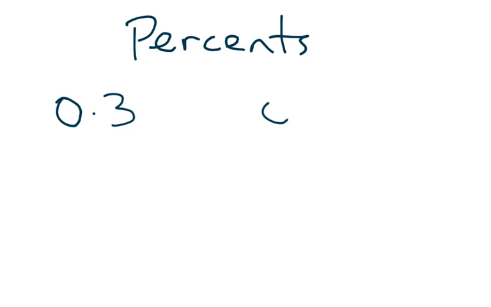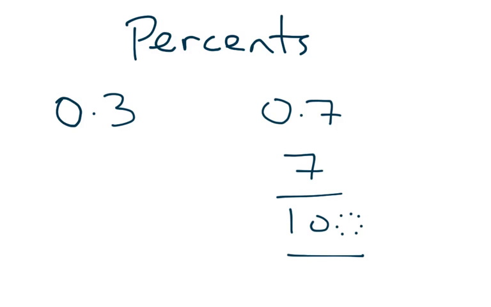Let's look at a different example. If we had 0.7, wouldn't we pronounce this 7/10? Well, that's not 100, is it, on the denominator there? That's a 10. So what would we need to do to make that be a 100? And whatever we do to the denominator, we also have to do to the numerator.